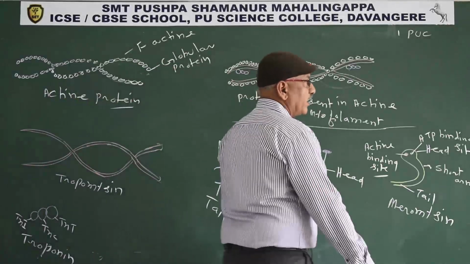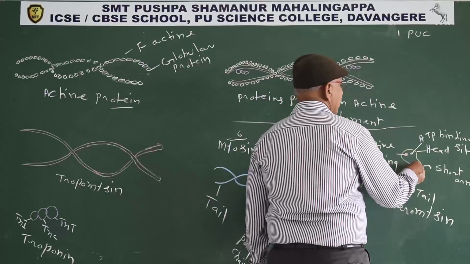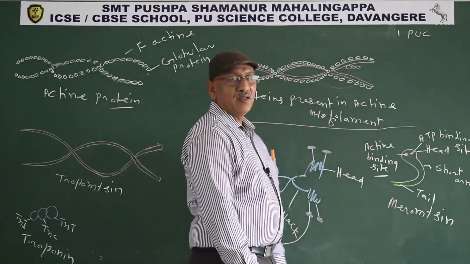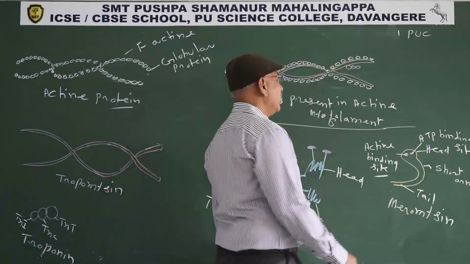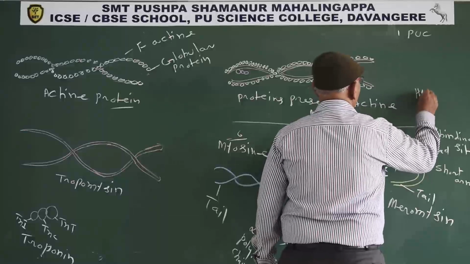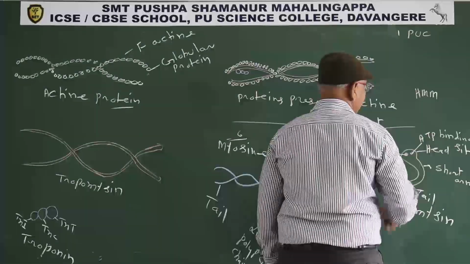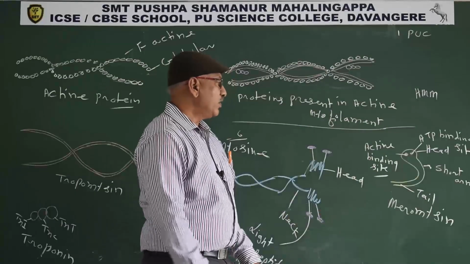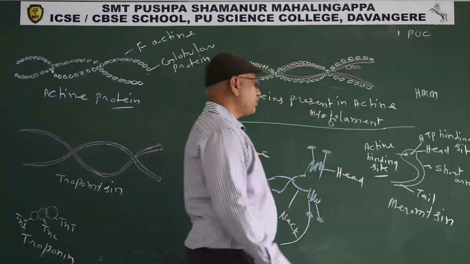Each meromyosin contains a head, short arm and tail. Head and short arm contain several amino acids. That's why it is known as heavy meromyosin. And the tail contains few amino acids. That's why the tail is known as light meromyosin.